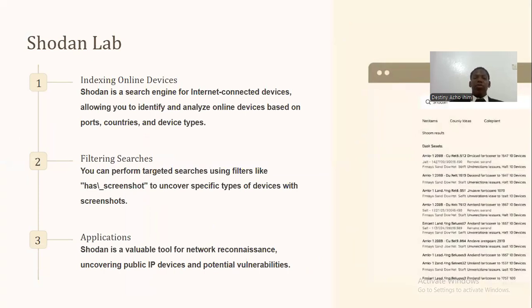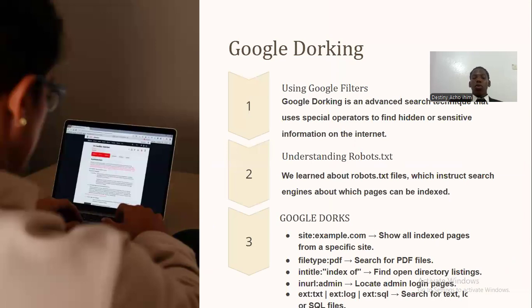Now, the next thing we did was Google Dorking, right? What Google Dorking does is that it allows us to use advanced search queries to find sensitive information online, right? Now, cyber criminals also often use these techniques to locate exposed databases or vulnerable sites, but it can also be used by cybersecurity personnel like us in order to find specific information that we're looking for.